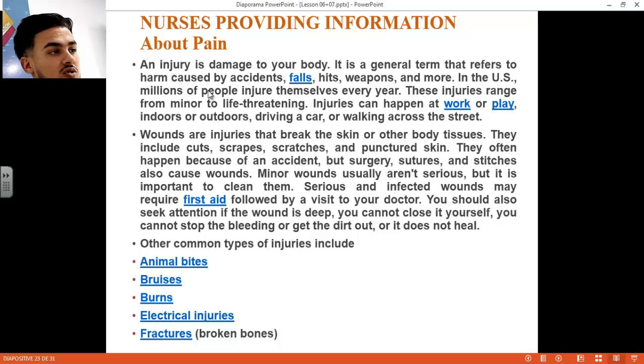Serious and infected wounds may require first aid, followed by a visit to your doctor. You should also seek attention if the wound is deep, you cannot close it yourself, you cannot stop the bleeding or get the dirt out, or it does not heal.